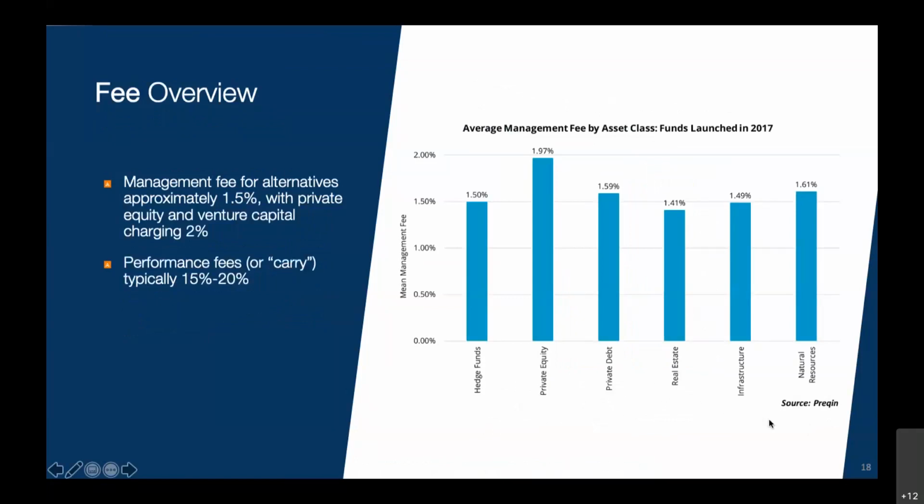One thing to keep in mind with alternatives is historically they've been high fee. You look at equities and fixed income, passive ETFs, you can get for as low as a handful of basis points, like 0.03% on the equity side, and fixed income is like 0.1 to 0.2%. However, alternatives are typically 1.5% to 2% management fee, and they generally have a performance fee, also known as carry, which can be as high as 15 to 20% or even higher. So keep that in mind.